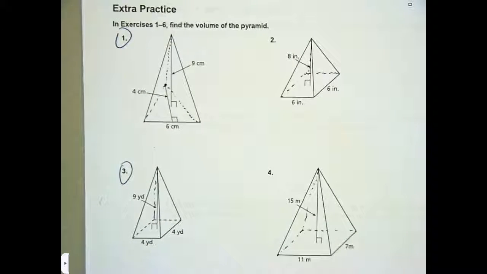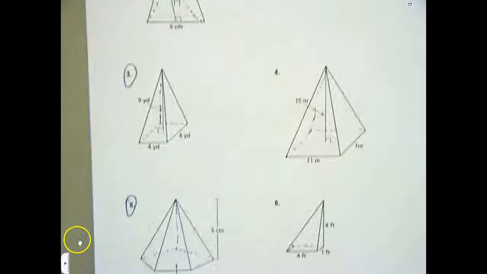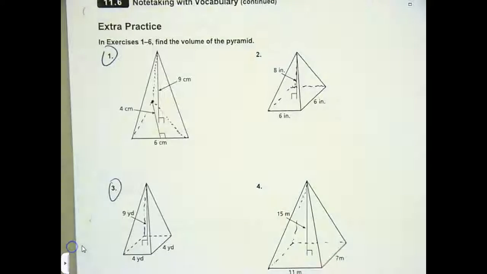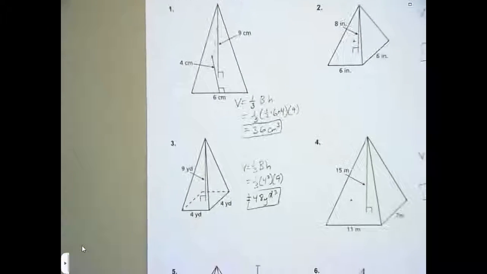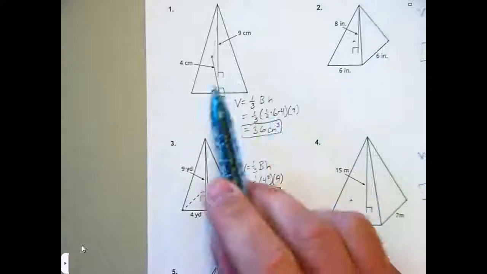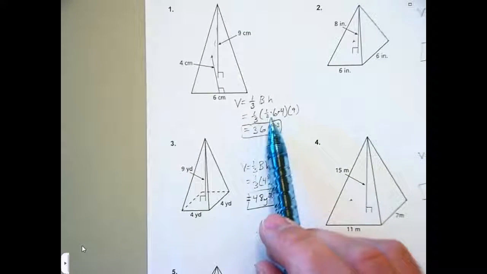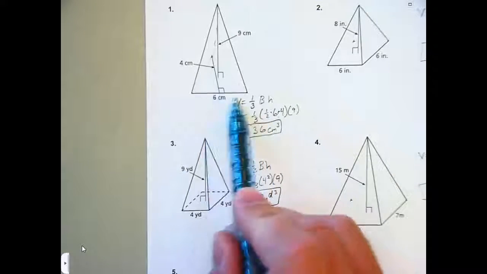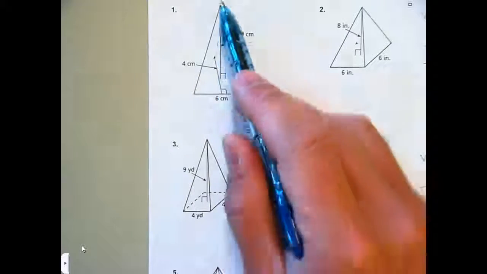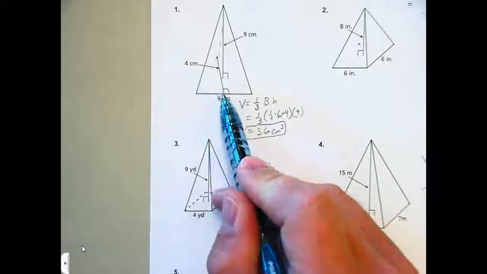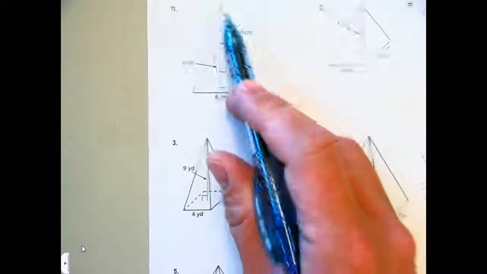Okay, 1, 3, and 5. Off you go. Let's check our work there. On the first one, we've got 36 cubic centimeters. You're doing 1/3 the base times the height. So the base, you have 1/2 times 6 times 4. Okay? And then all times the height of the pyramid. So make sure you don't confuse the height of your base and the height of your actual pyramid.